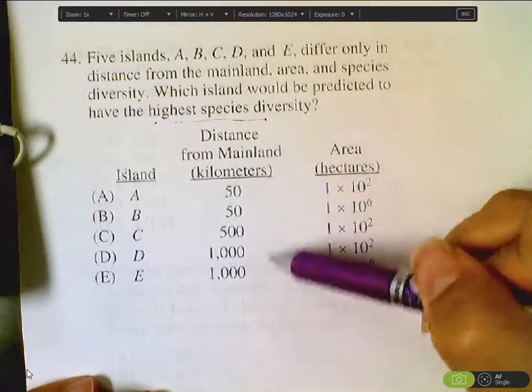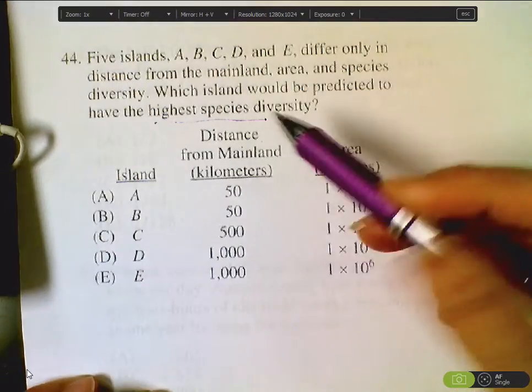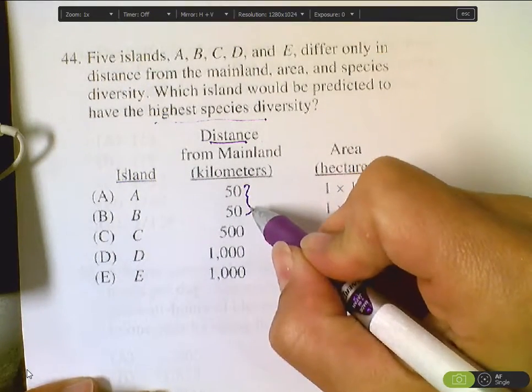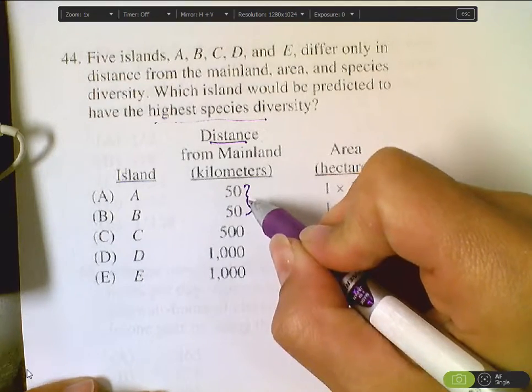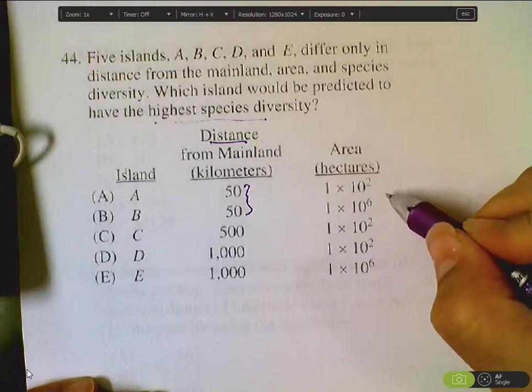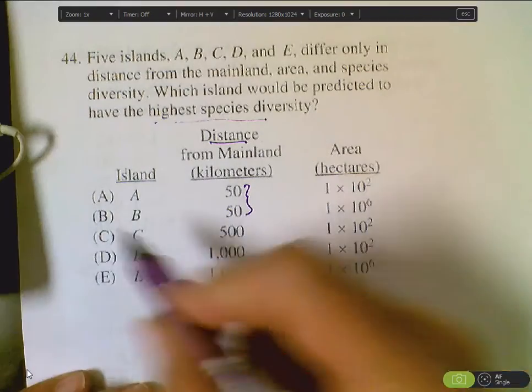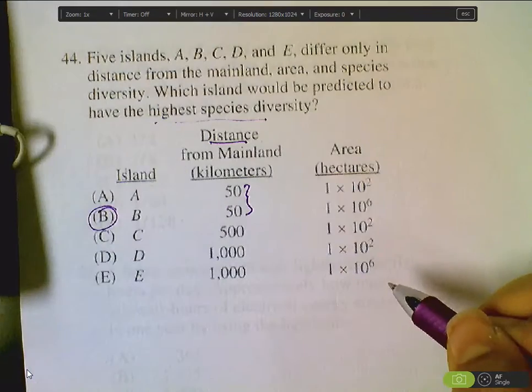Well, if I look down at my answer choices here, the distance are going to be A and B because they're both 50. Now, out of these two choices, which is the biggest? So I look over here, and 10 to the 6th is much larger than 10 to the 2, so I know B is my answer. So not actually that one, it's more conceptual.